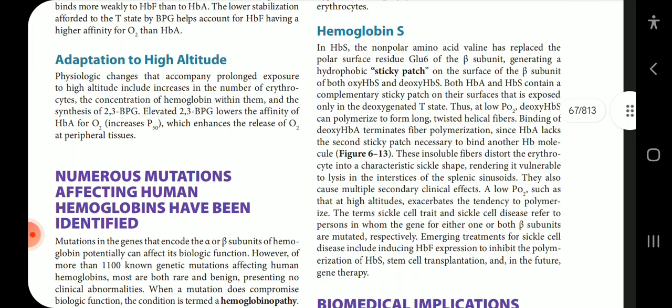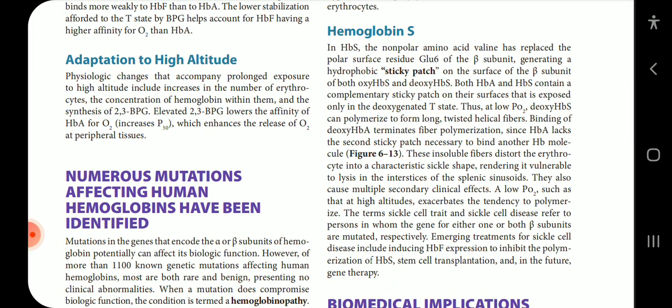Hemoglobin S. In HbS, the non-polar amino acid valine has replaced the polar surface residue glutamate 6 of the beta subunit, resulting in a hydrophobic sticky patch on the surface of the beta subunit of both oxy-Hb and deoxy-Hb. Both HbA and HbS contain a complementary sticky patch on their surfaces that is exposed only in the deoxygenated T state. Thus, at low PO2, deoxy-HbS can polymerize to form long twisted helical fibers.